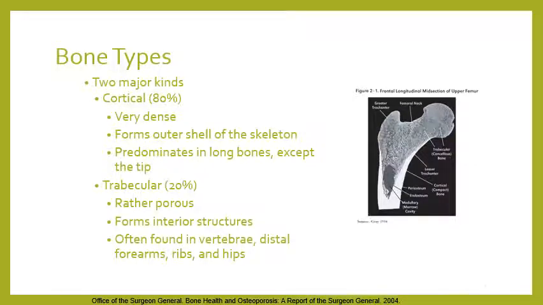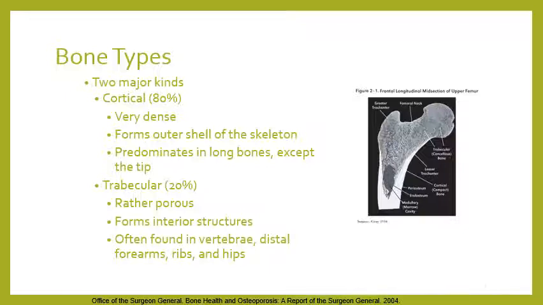There are two major types of bones that we think about when we're talking about osteoporosis. The first are the cortical bones. This type of bone is very dense and forms the outer shell of the skeleton. It predominates in the long bones, except on the tip.